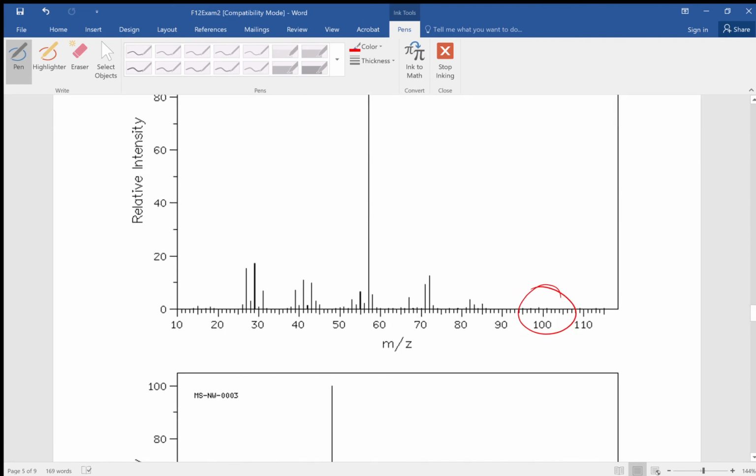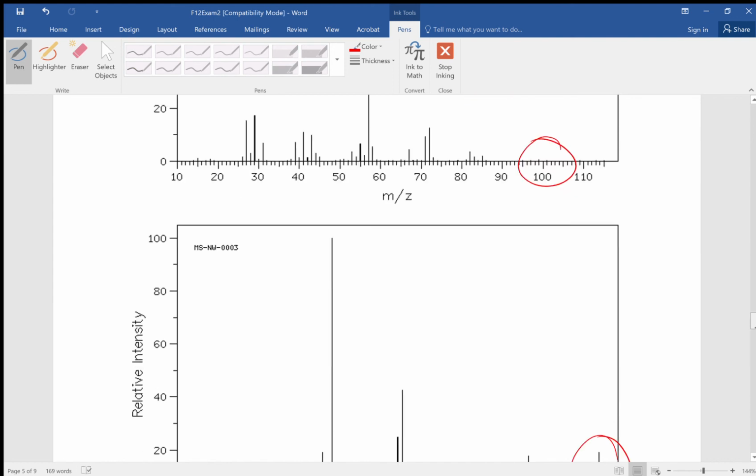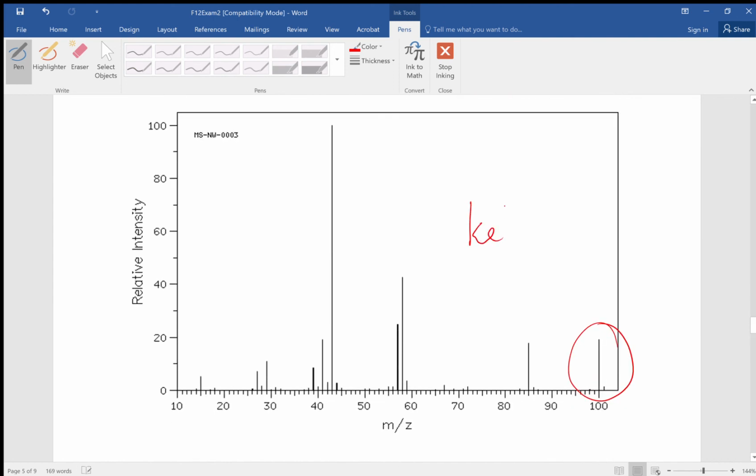Given that this first spectrum has no parent peak, we can be reasonably certain that that's the alcohol, and that the second spectrum, which does have a clear parent peak, is our ketone.